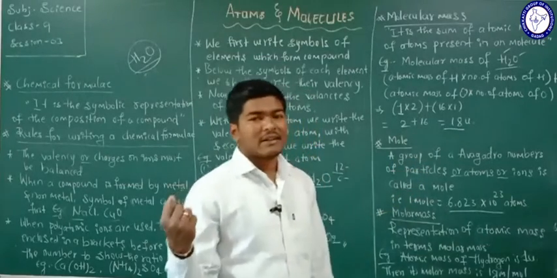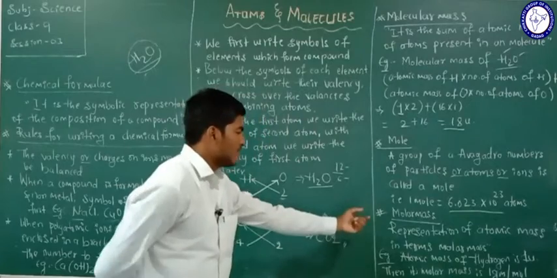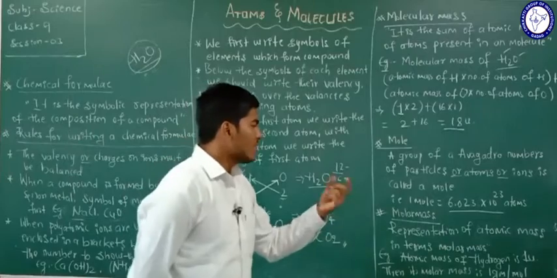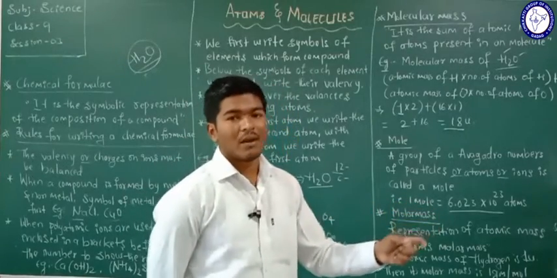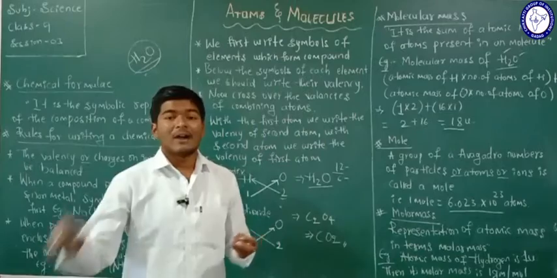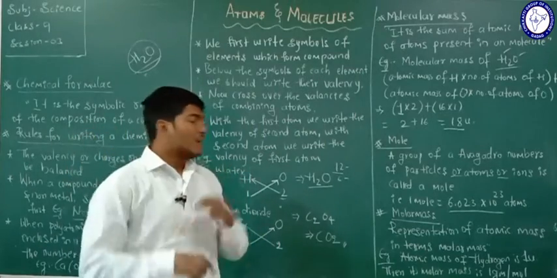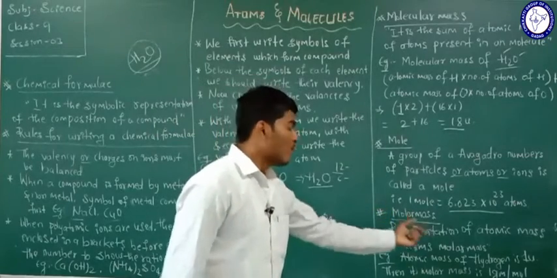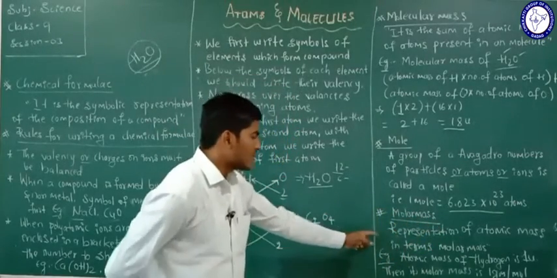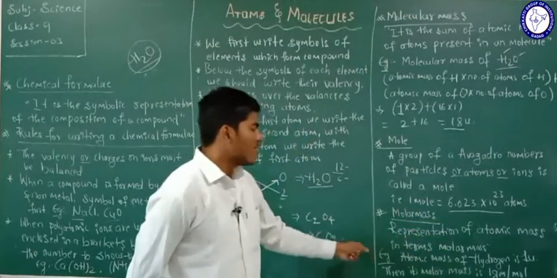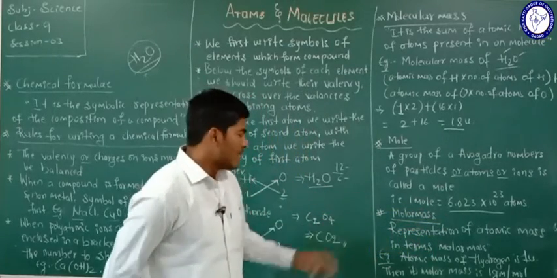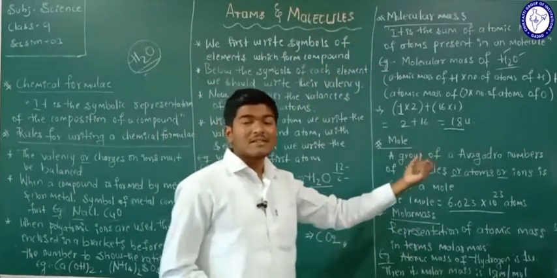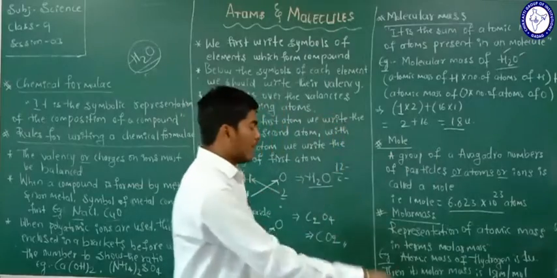So now I am considering another important concept here, that is molar mass. What is molar mass? It is the representation of atomic mass in terms of molar mass. We already know the atomic mass of any atom, but we have to represent that atomic mass in terms of molar mass. For example, the atomic mass of hydrogen is 1 unit. So the molar mass of hydrogen is 1 gram per mole.